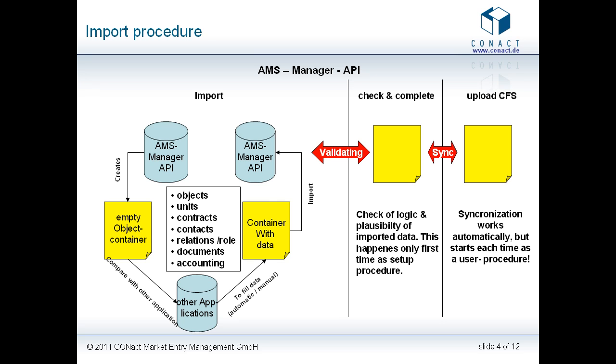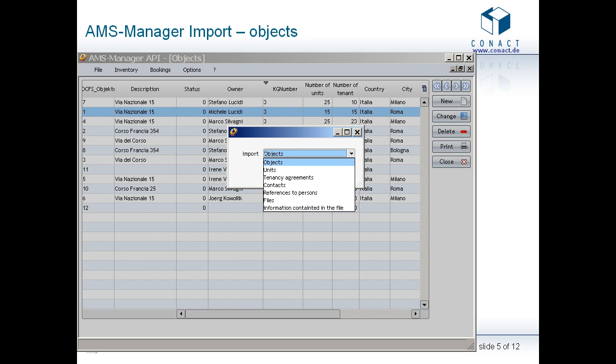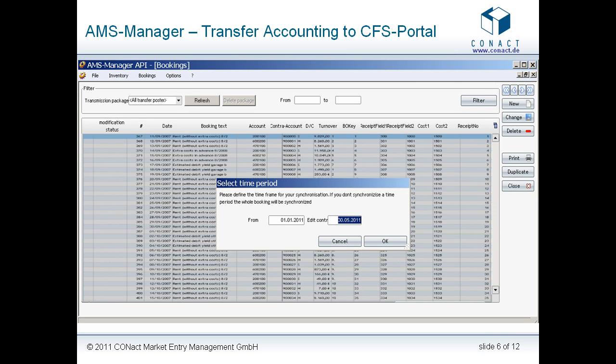On the following page I will present you some screenshots of the application. Here you see our import interface with the different containers which can be imported. In this example I have selected objects, and in the background you directly see a short object list. On the second screenshot we already see the live synchronization with the CashflowSync portal. At this point we have decided on the bookings and want to export a certain interval of bookings to CashflowSync.